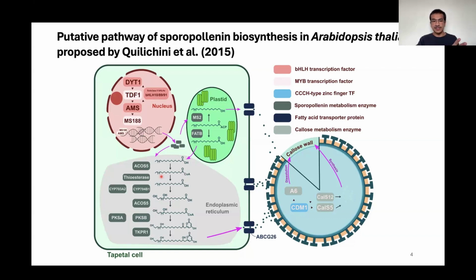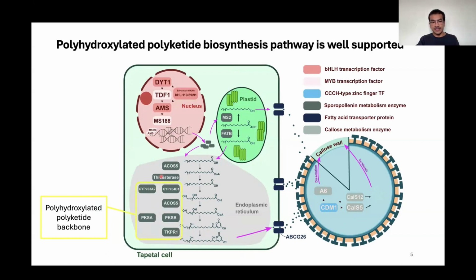The most confident aspect of sporopollenin biosynthesis is in relation to these enzymes right here. We are very confident that these enzymes synthesize polyhydroxylated polyketides, and they make up the backbone of sporopollenin. And it's just a fatty acid derivative. And when we look at the genomes of all extant land plants, we see very strong conservation of a lot of these enzymes and transcription factors.